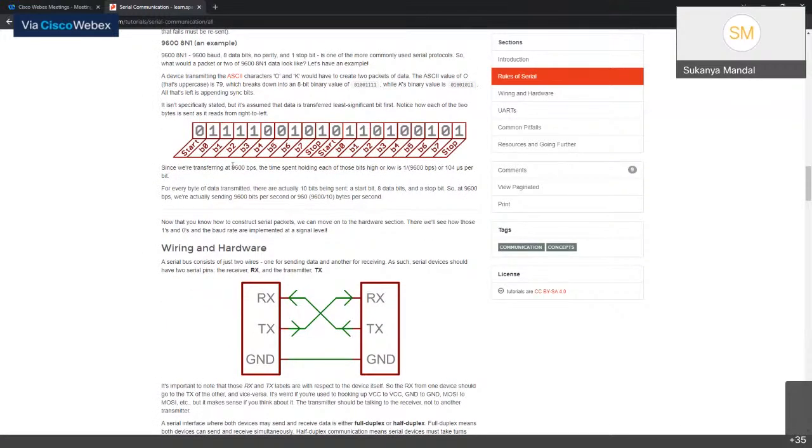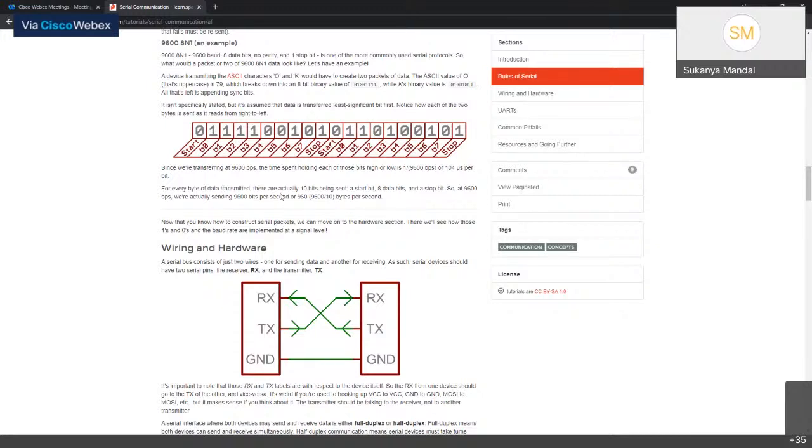Now, since we are transferring at 9600 BPS, the time spent holding each of those bits, high or low, is 1 by 9600 baud rate, or 104 microseconds per bit. This is just for you to understand how fast the data transmission would work.